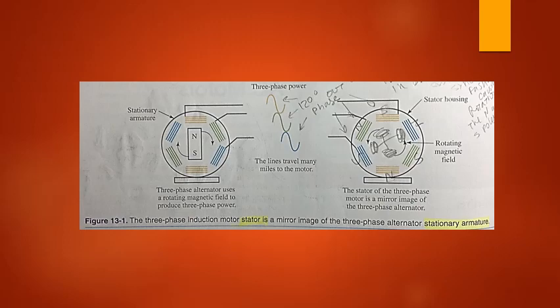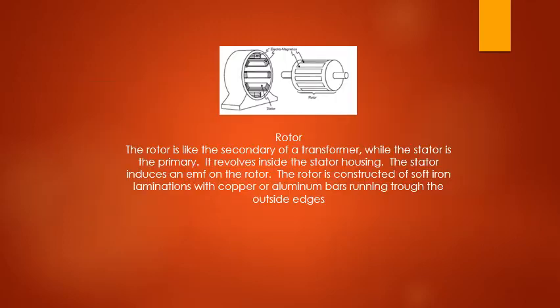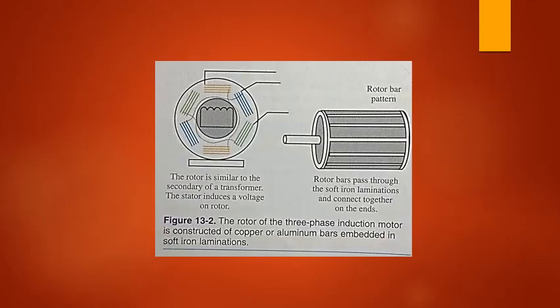The stator induces an EMF on the rotor. This action is much like the operation of a transformer. Figure 13-2 shows this. Think of the rotor as the secondary of a transformer and the stator as the primary.